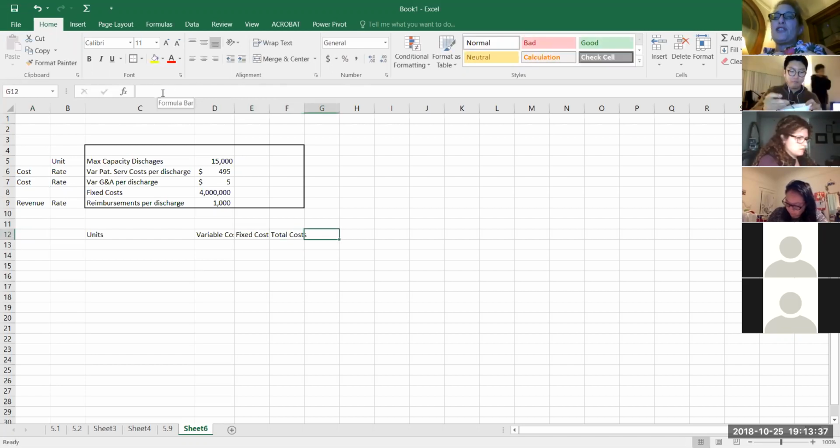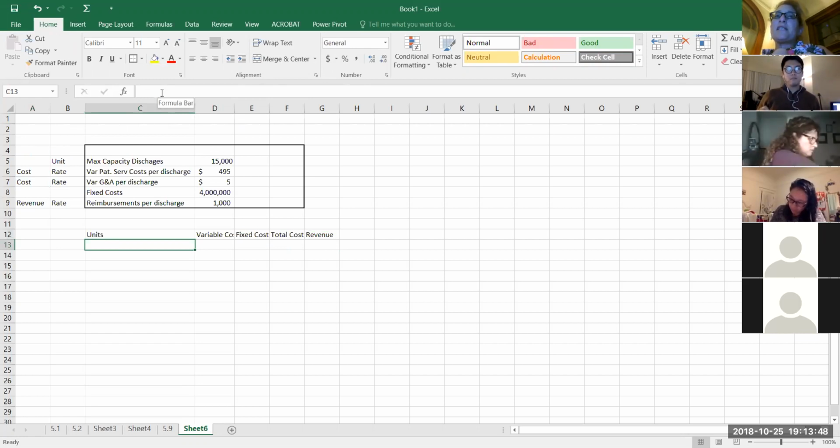Okay. Then we're going to show revenue, right? We want to see how many units, not only how much it costs us, but how much money we make on each unit. So here's where we'll put our units. Now let's do a couple of formulas. This is where we're going to put units.